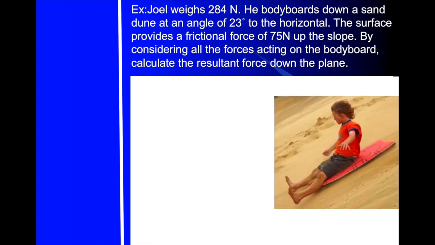Here is another example, and I would like you again to pause the video and try to do this on your own before starting the video back up to see the answer. Here we have an example of Joel weighing 284 newtons. He bodyboards down a sand dune at an angle of 23 degrees to the horizontal. The surface provides a frictional force of 75 newtons up the slope. By considering all the forces acting on the bodyboard, calculate the resultant force down the plane.